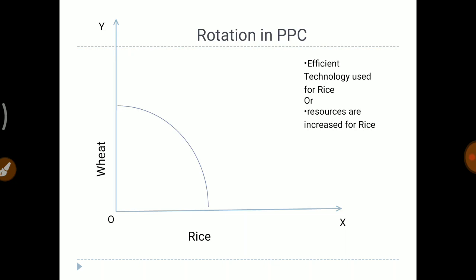Rotation. Now, mind it, shift happens when there is a change in both the goods. Rotation happens when the change is only in one good. You can see that there is a rightward shift in case of rice, or shift not, it is a rotation, because efficient technology is being used for rice only and the resources have been increased for rice only. That's why there is only a change in rice. One point has been shifted, the point of wheat has not been shifted. This would be known as rotation in the PPC.